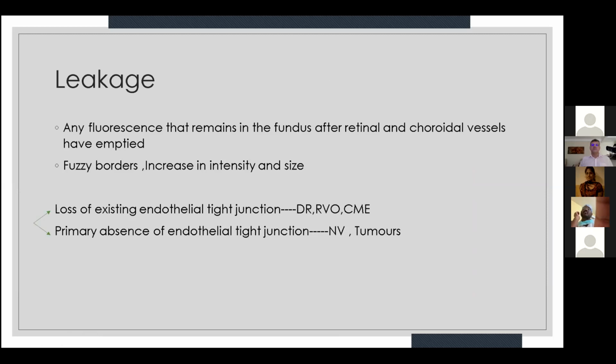Coming to leakage. Any fluorescence that remains in the fundus after retinal and choroidal vessels have emptied, having a fluffy border increasing in intensity and size. So when we have a leakage, either it could be because the already existing endothelial tight junction has been lost due to the particular disease, like in case of diabetic retinopathy, microaneurysms, retinal vascular occlusions, or cystoid macular edema, or new blood vessels have developed which do not have the endothelial tight junctions, as we see in case of neovascularization or tumors.